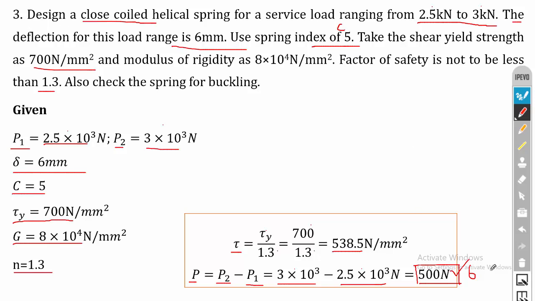When you calculate the deflection, you have to use the load value as 500 Newton. But for calculating the shear stress, we have to use the maximum load, because we always have to calculate the maximum stress value. So for the maximum stress, you have to use the maximum load, that is P2. But for calculating del, we have to use the P value, because the load is given for the deflection range. So del 6 mm is only for this 500 Newton.